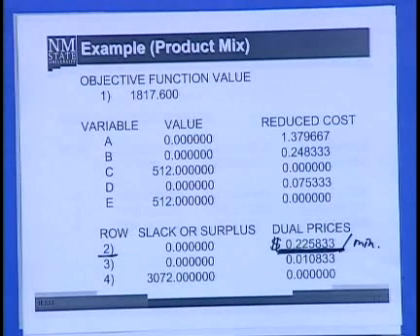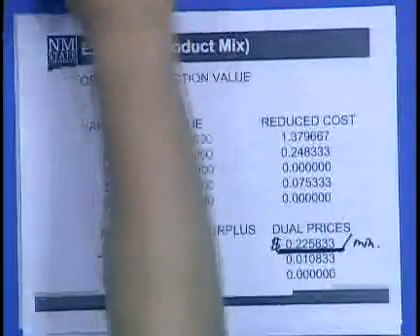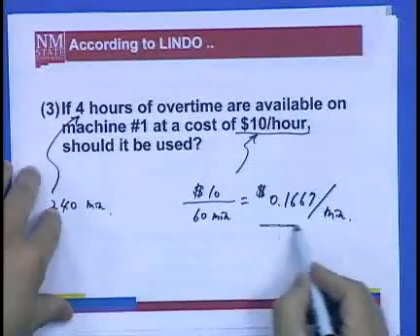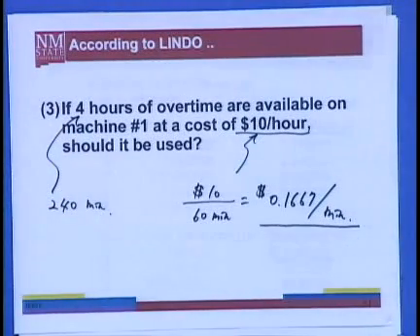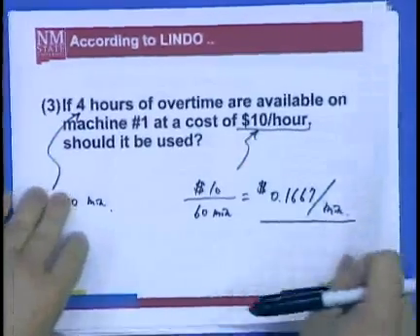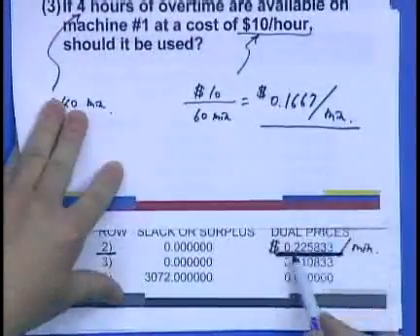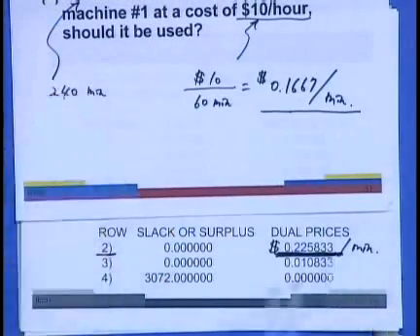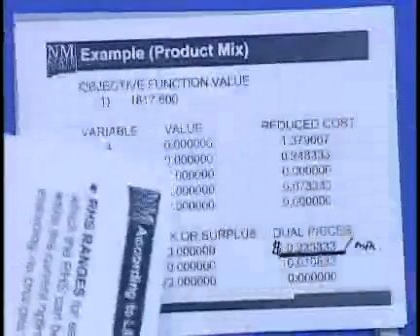And the cost of overtime, which is $0.1667 per minute, is smaller than this dual price. Is that right? Which means the company must use the new plan because the net profit will be increased. Is that right? Any questions so far?